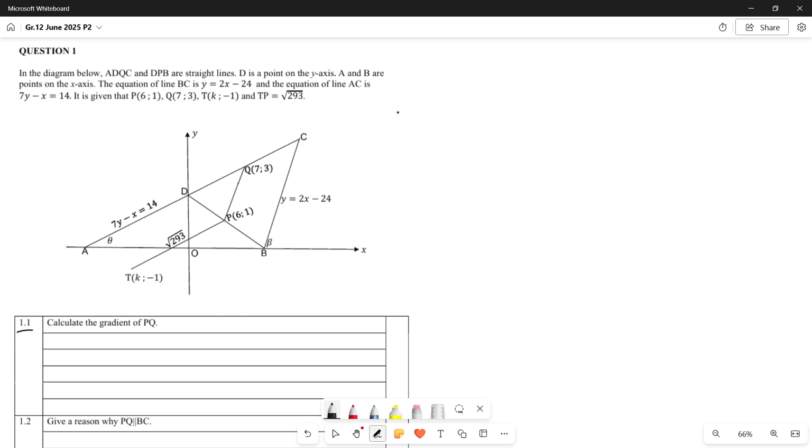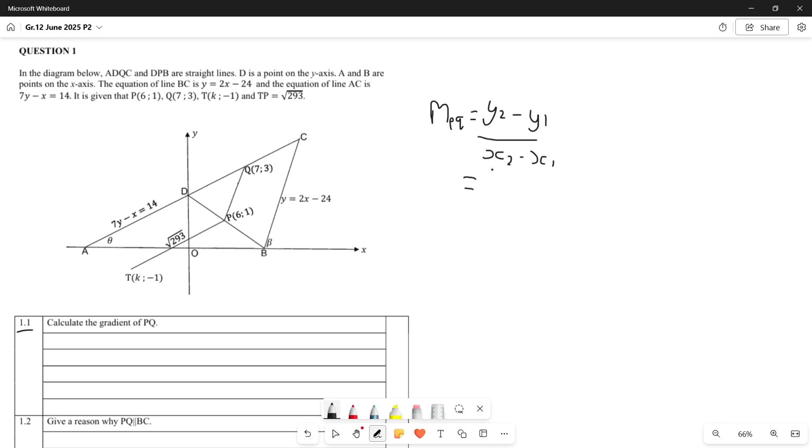So calculate the gradient of PQ. PQ is over here. Our gradient formula, m equals y2 minus y1 over x2 minus x1. So 2 marks, they're just getting us started.